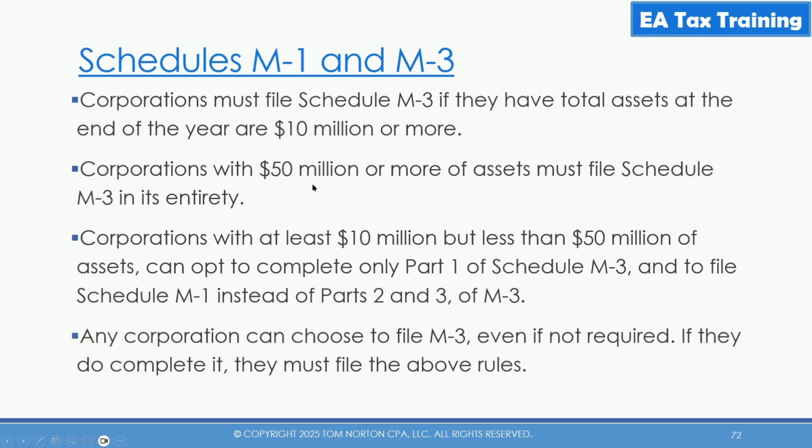Schedules M1 and M3. Corporations must file Schedule M3 if they have total assets at the end of the year of $10 million or more. Corporations with $50 million or more of assets must file the M3 in its entirety. But similar to what we've seen before, if the corporation has between 10 million and 50 million of assets, then they can opt to complete only Part 1 of the Schedule M3 and to file the M1 instead of Parts 2 and 3 of the M3. If the corporation chooses to file M3, even though they're not required to, they can do that, but then they have to follow these rules.